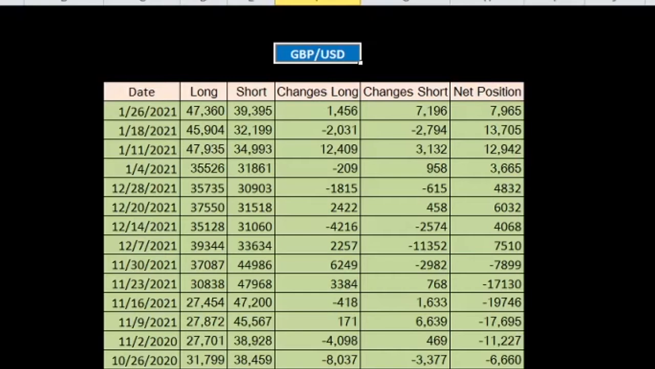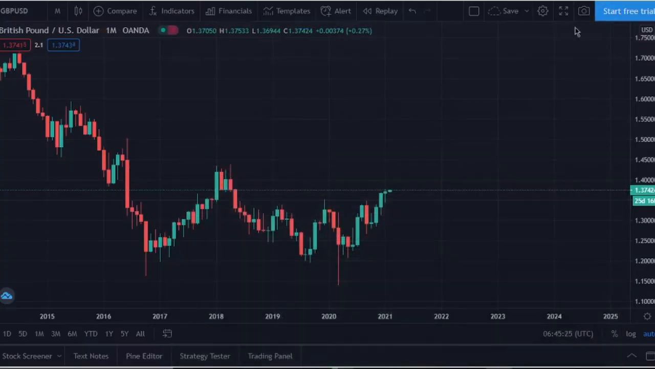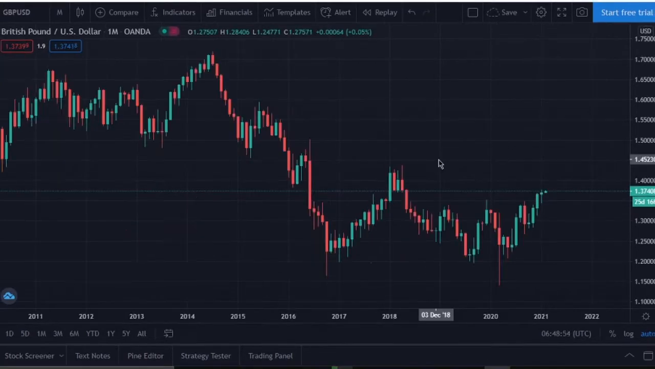By the end of the video, by using the combination of our technical and order flow perspective, we will be able to understand where the best probabilities are for the next movement on GBP USD. Okay, let's jump into the chart.